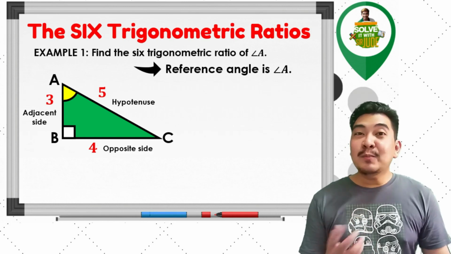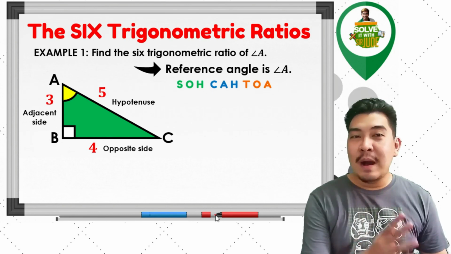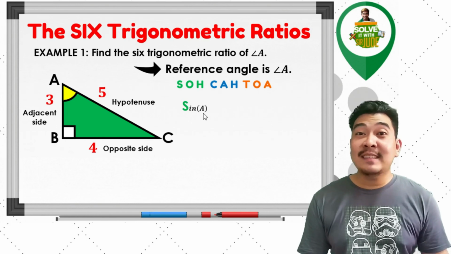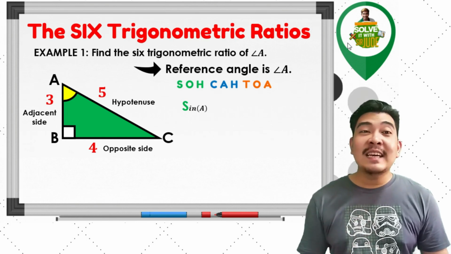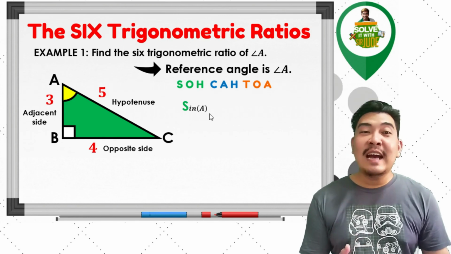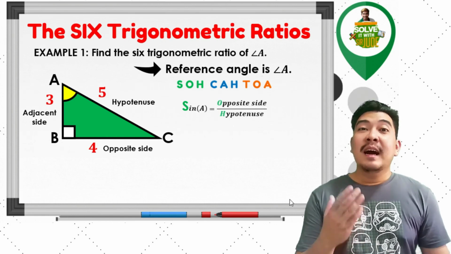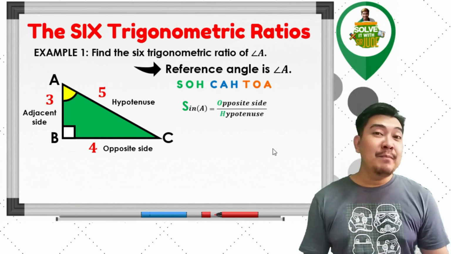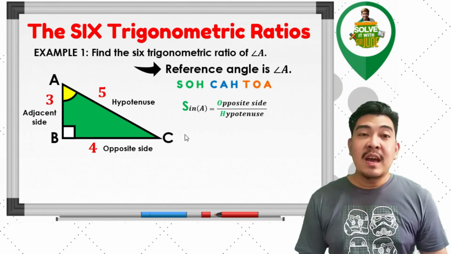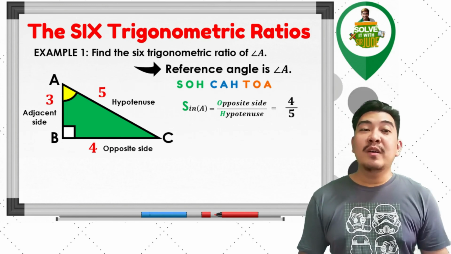Now, let us proceed with the 6 trigonometric ratios. Let us first go with SOHCAHTOA. Let us first have sine. Take note that we change theta here to A because the given reference angle here is A. So we now have sine of acute angle A, or simply sine A. Remember that sine according to SOHCAHTOA stands for the opposite side over the hypotenuse. So we just need to substitute. The opposite side is 4 and the hypotenuse is 5. So therefore sine A will be 4 over 5.